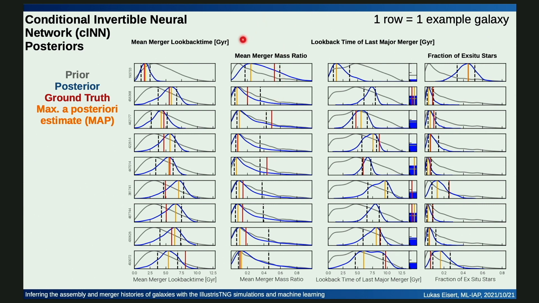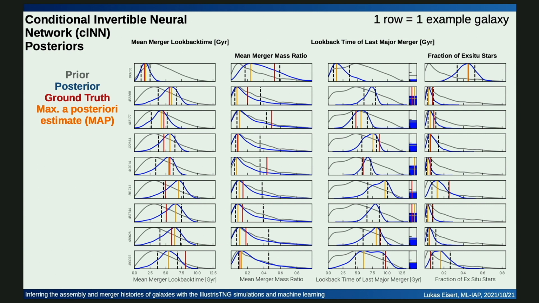Very important for the mean merger mass ratio, you see that the posterior is always close to the prior. So that's a bad thing, of course. That's the way the model tells us that the observables I'm putting in are not very informative for that parameter. But of course, it's a good thing because the model tells us this. And another thing is the lookback time of the last major merger. You see there's an additional bin because there are galaxies with no major merger. And what I did here was something like a combination of a regression and a classification, so I have an additional bin for the ones with no major merger.